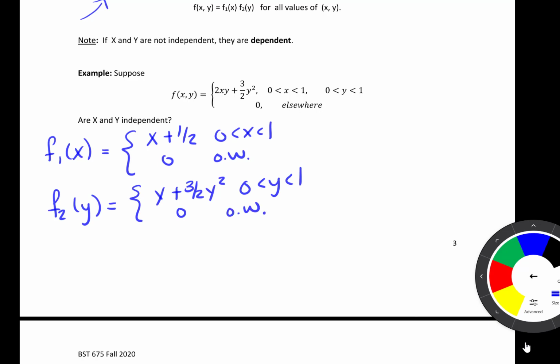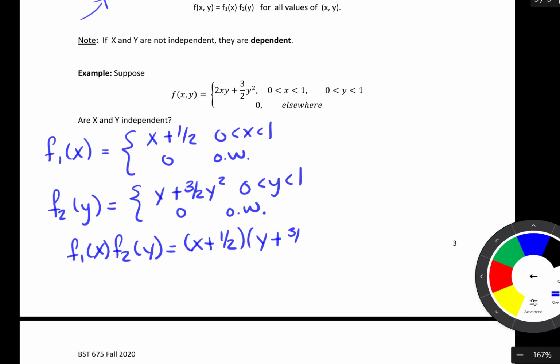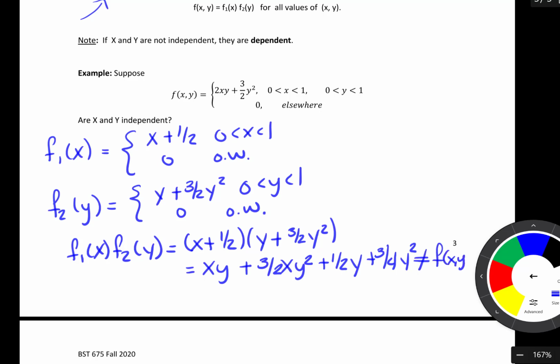And so what we can do is we can look at that product. So we have the marginal of x times the marginal of y is equal to the following. And that is obviously not equal to f of xy that we have up at the top of the page. Therefore, we know that x and y are dependent.